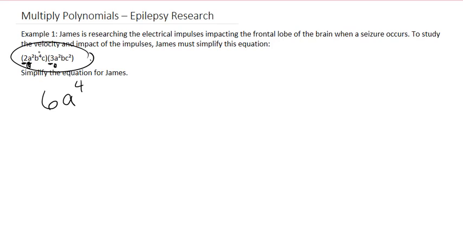Now we look at the b. We see that there's b to the 4th and just b to the 1. So 4 plus 1 is 5. So we'd go b to the 5th power.